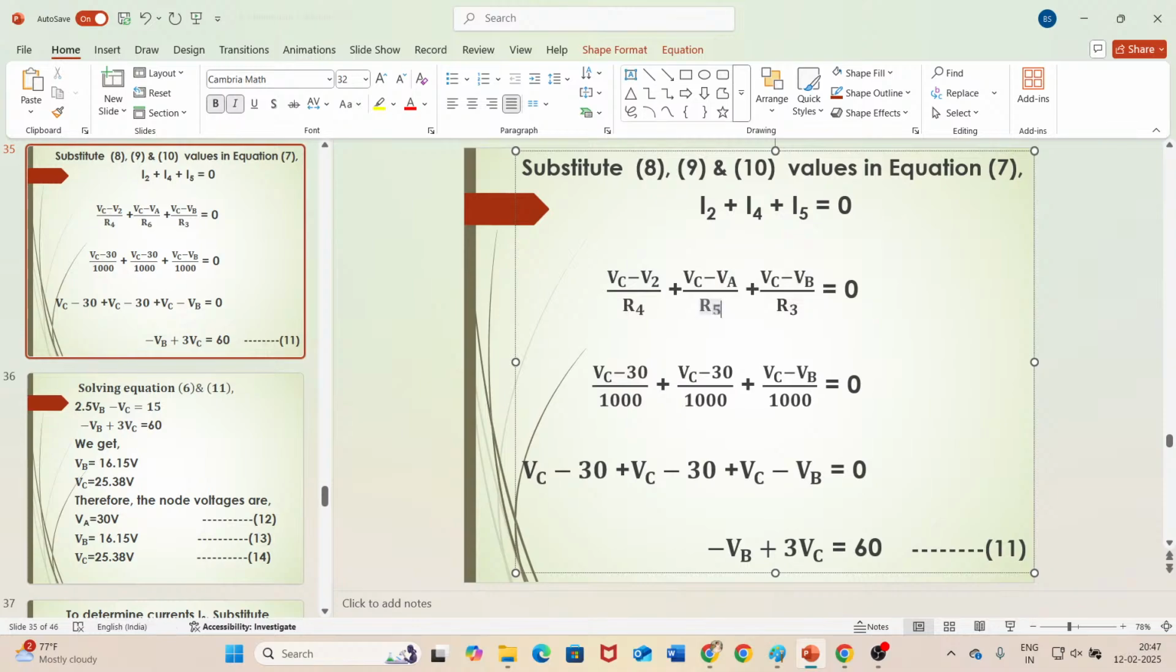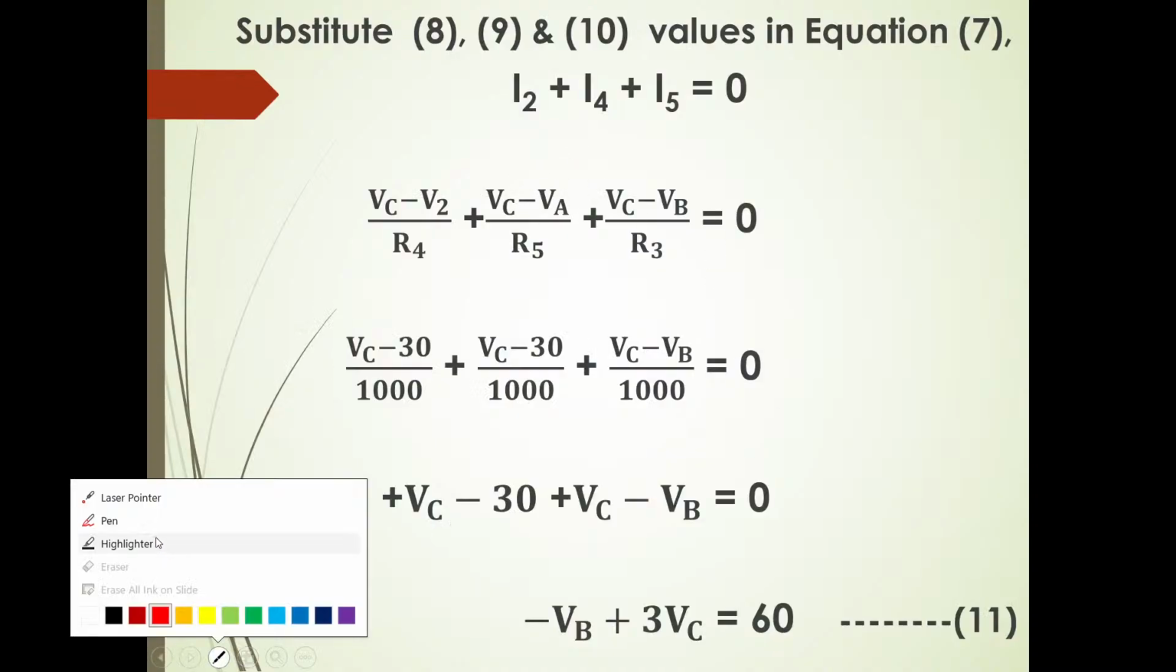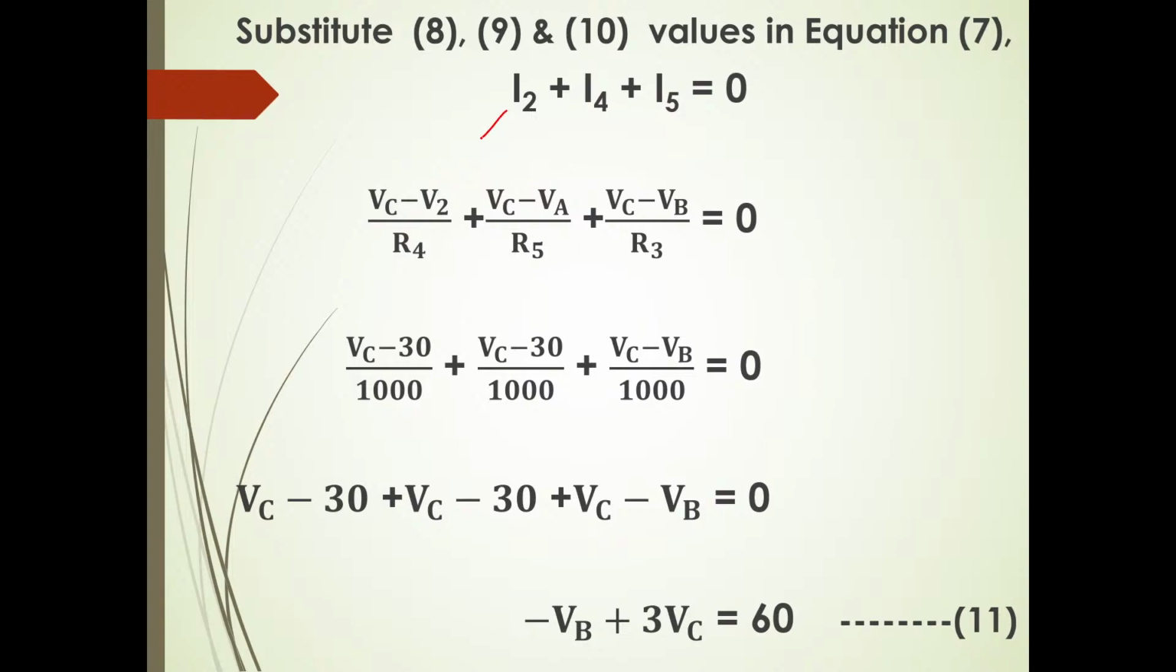This is R5. By mistake, I have written 6. This is our I2 current, that is Vc minus V2 by R4. I4 current is Vc minus Va by R5. I5 current is Vc minus Vb by R3. Okay, that is it.